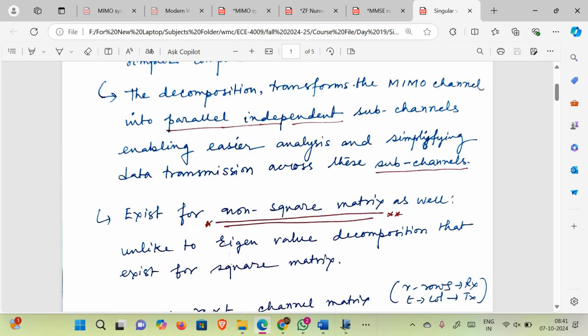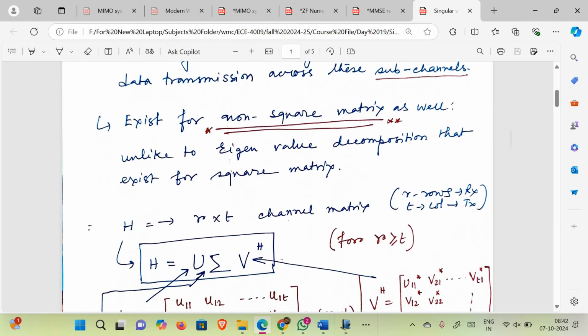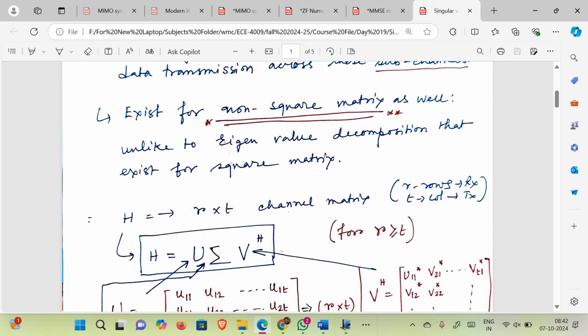Now, if they are parallel independent subchannels, ideally we have easier analysis. No dependency. One channel doesn't depend on the other. So that dependency is completely erased if you go forward with this SVD process. That is very, very important when you have a very complex channel, where it would otherwise be a problem. And last but not the least, it also works for non-square matrices. So when R and T are of different sizes, we don't have any problem. If it is a square matrix, it is not a problem either. But even if it is not, we can go ahead with the SVD. That is why it is a general tool, I would say, to use for the MIMO channel.